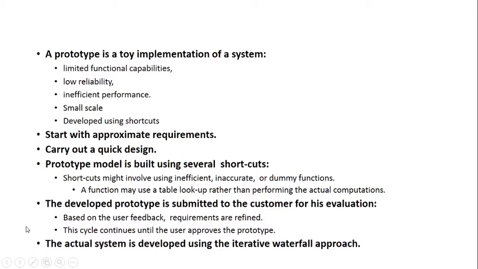It has been described here. Start with approximate requirements, whatever you have, and quickly design it. The prototype model is built using several shortcuts. Shortcuts might involve using inefficient, inaccurate, or dummy functions. Shortcut means not the original function; you can use a dummy function. A function may use a lookup table rather than performing the actual computation. Instead of going for an elaborate process, you can just use lookup tables.